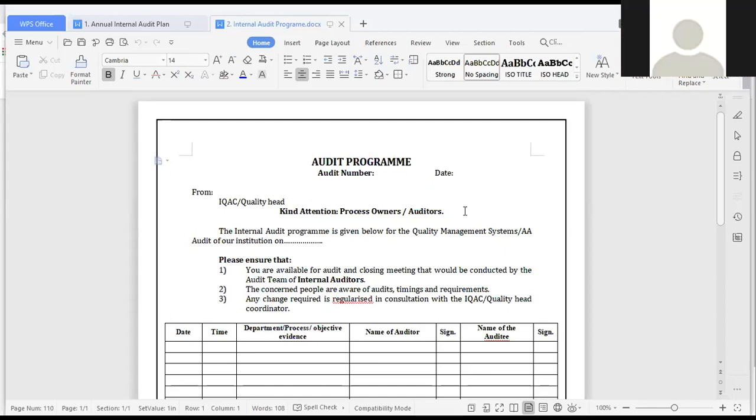Okay, no one from the management, the respective management? No member from the respective management of the college. Management will not come into this. It is purely the certified or trained auditor.